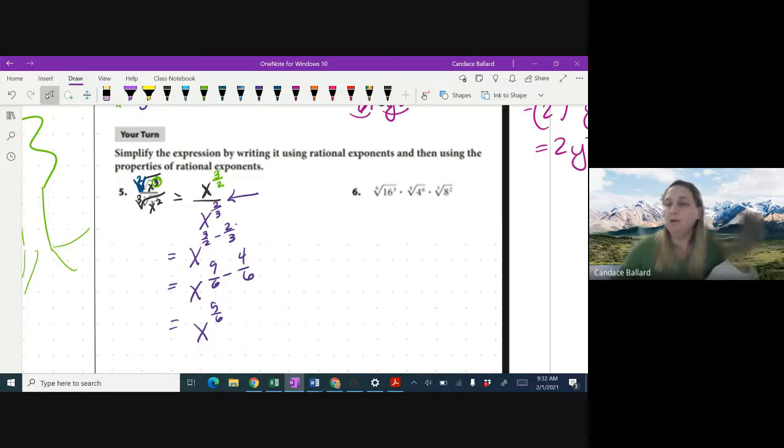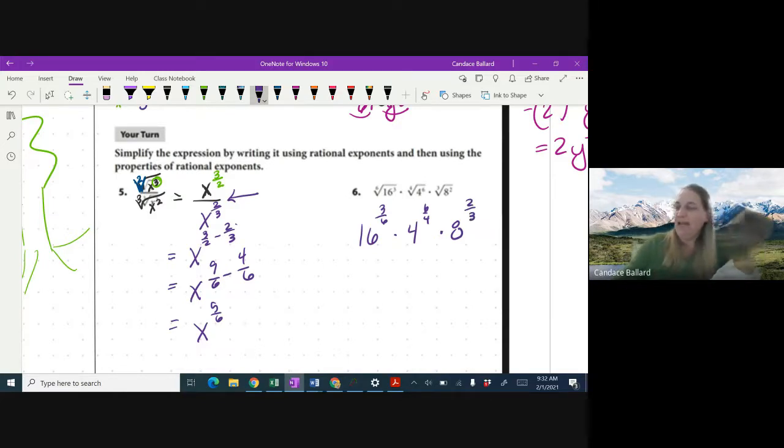Okay, so my goal on number 6 is first of all to convert it to fractional exponents. So I've got 16 to the 3/6 times 4 to the 6/4 times 8 to the 2/3 power. Now I would really appreciate it if we could get the bases the same. So what number do you think I could make the base on all of these? We're not looking for a common denominator. We're looking for a number that we can raise to an exponent that's the same on all of them.